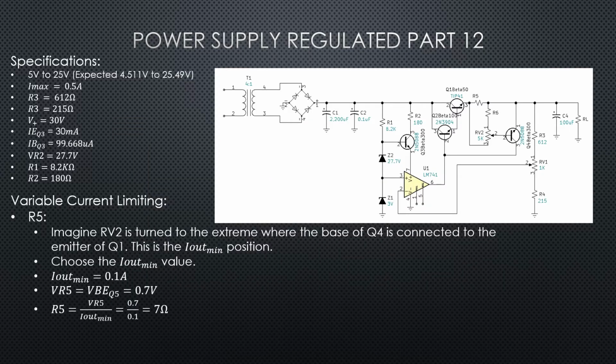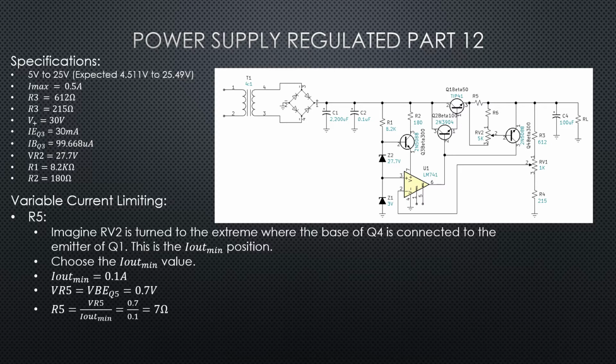All right, so in order to start breaking down the circuit and calculating values, we need to imagine as though the variable resistor RV2 was turned all the way to the position where the base of Q4 is electrically connected to the emitter of Q1. Okay, now that we're in that position, this is going to be our I out min position, so our minimum current position.